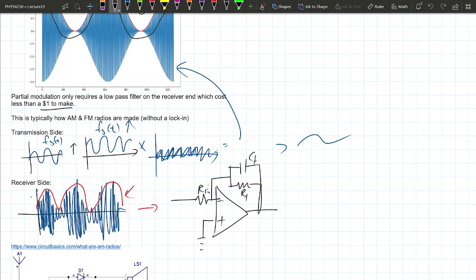You guys believe me? No? Maybe. You can just figure it out yourself, right? Because the op amps are so, you just need to know the two little rules, and you can actually figure out everything about it.